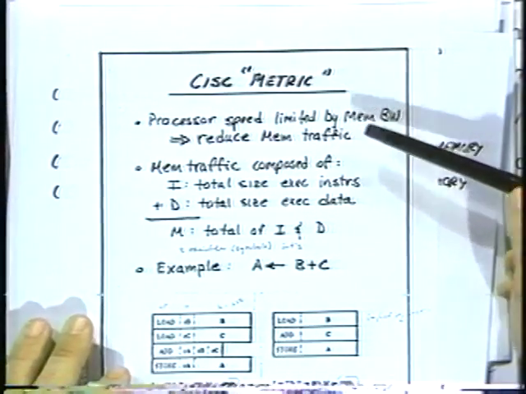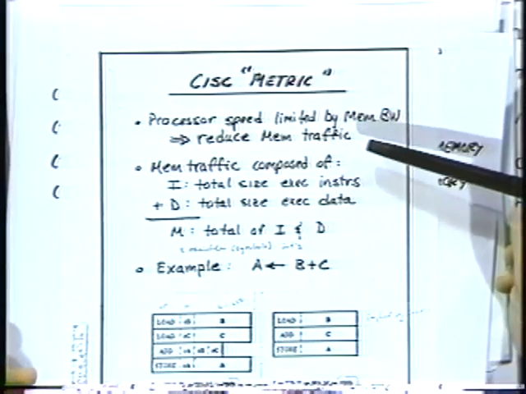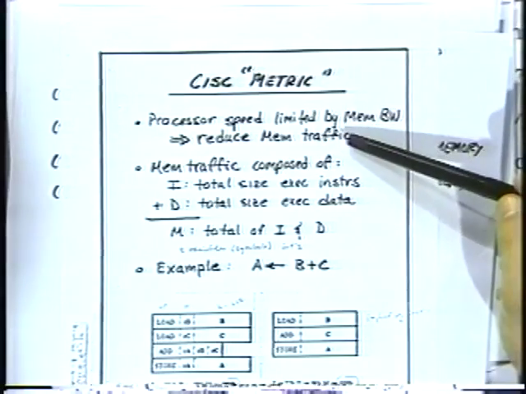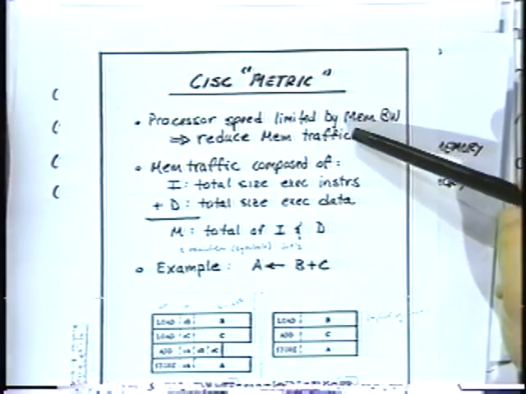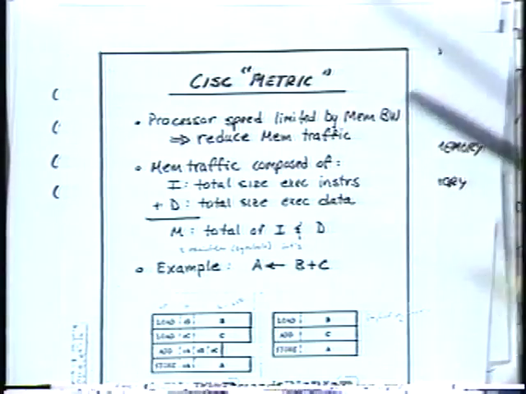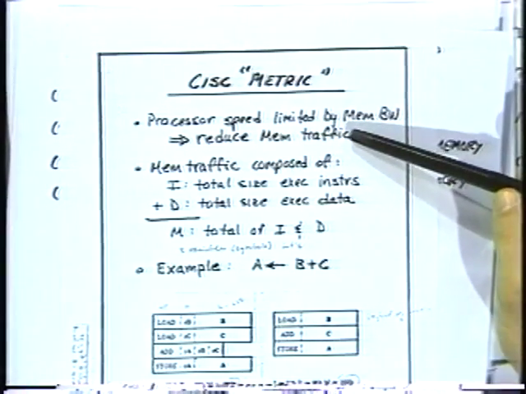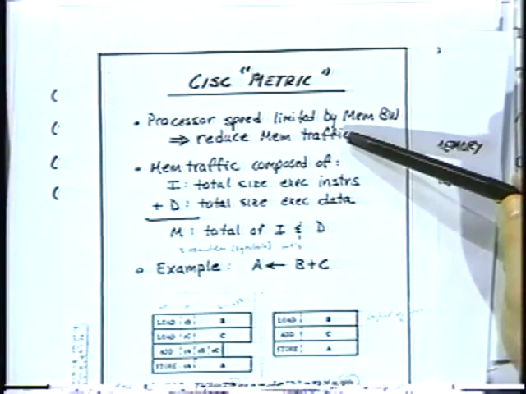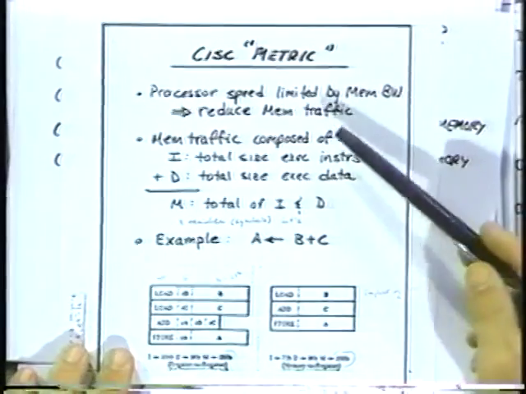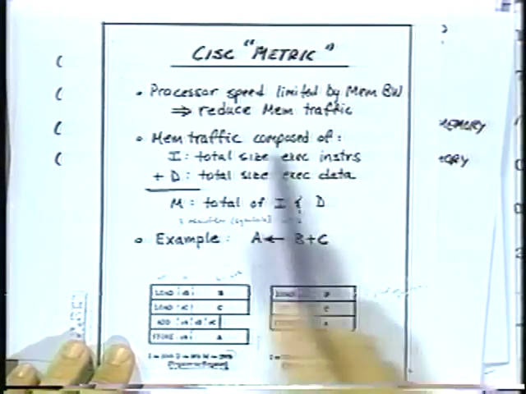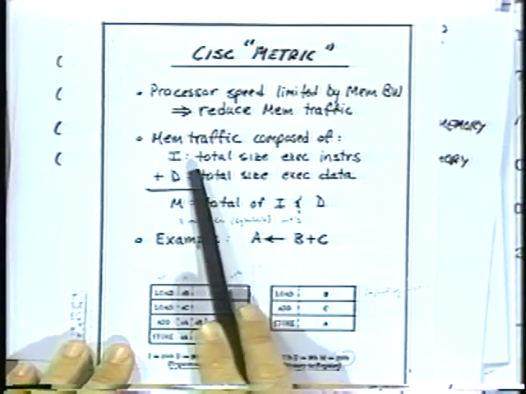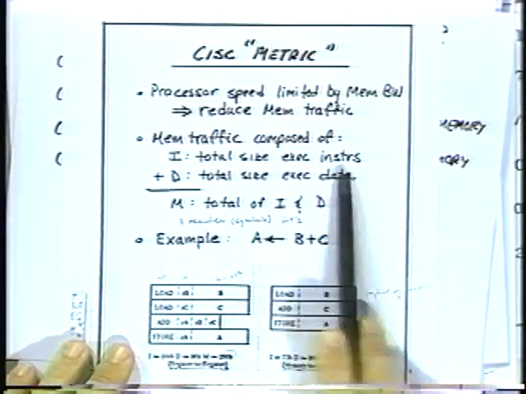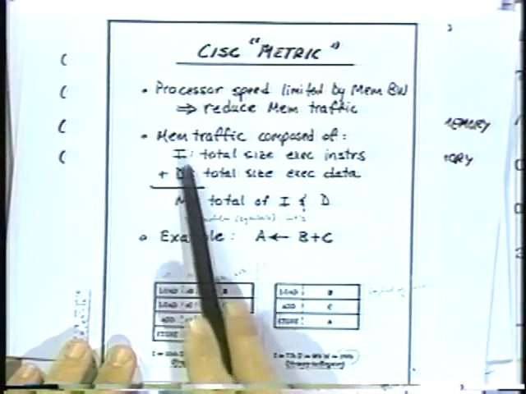The line of argument was that processor speed is limited by memory bandwidth. That must be true. If you have a 1-bit path between your CPU and memory, it's going to take a long time to get that amount of information. Given that must be true at some level, whether it's a first-order, second-order or third-order effect, it's hard to say. Let's try to reduce memory traffic, and let's measure that. Memory traffic is composed of all of the instructions you execute, the I measure, the total size of the executed instructions, plus the data measure, the total size of the data you have to fetch. M is the sum of these two.